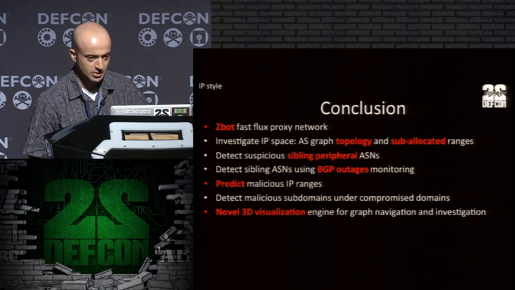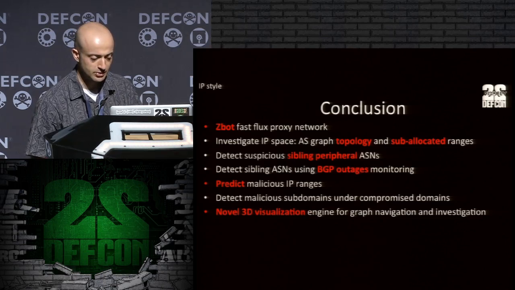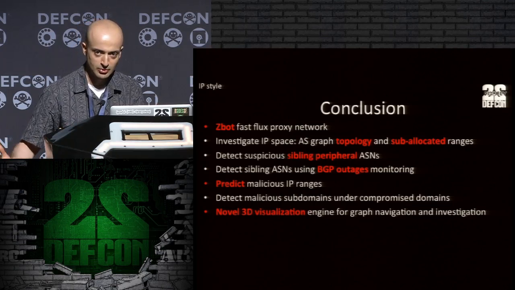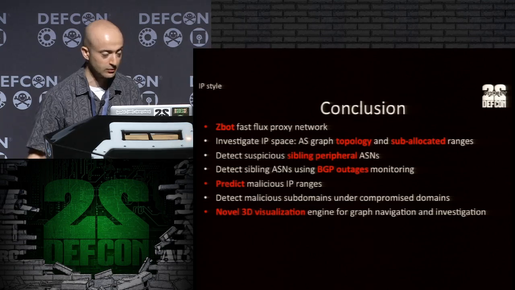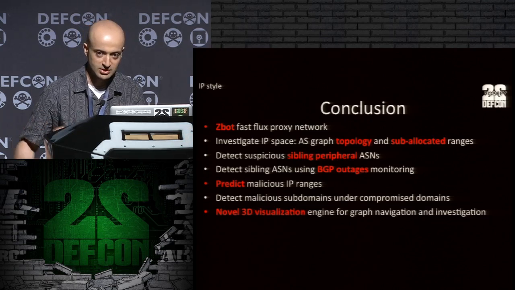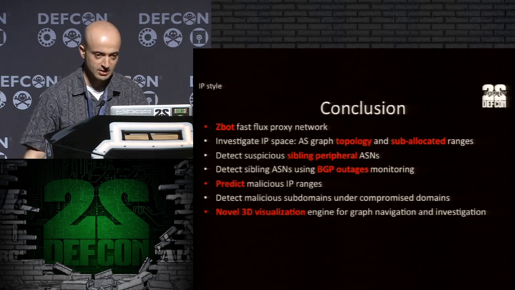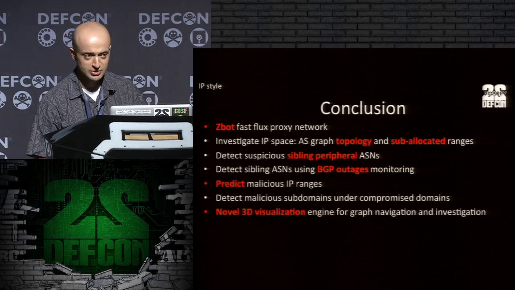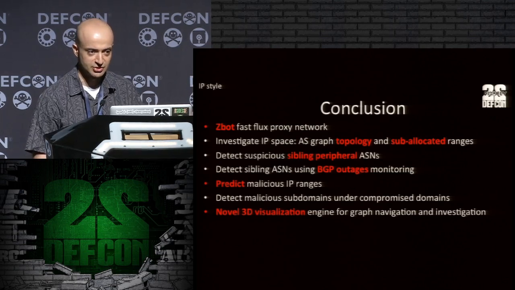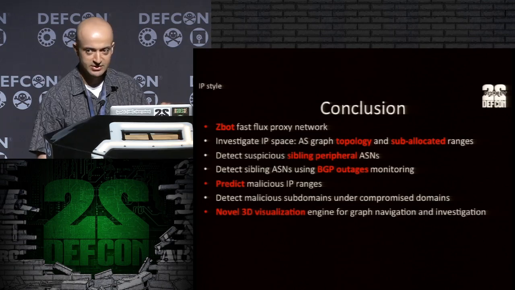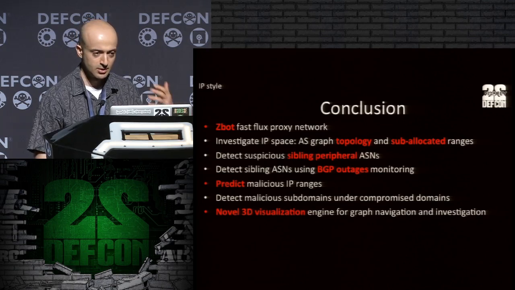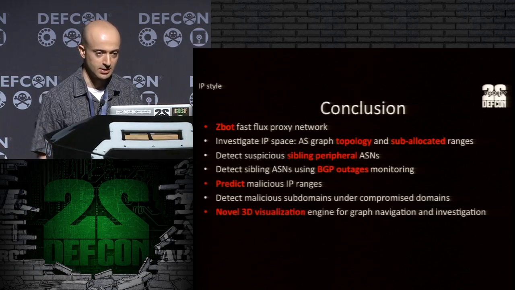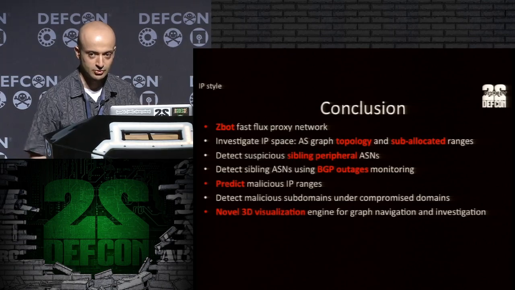We introduced a novel approach to monitor relationships based on the BGP outages, and we also proposed the model of SPN, the sibling peripheral ASNs, which is also catching related ones that have the same kind of suspicious purpose. And finally, we open sourced our 3D visualization engine that Thibault described this week. So it's on GitHub. You should use it and contribute back. It's all for the community, and we'll be very happy to see you contribute back.